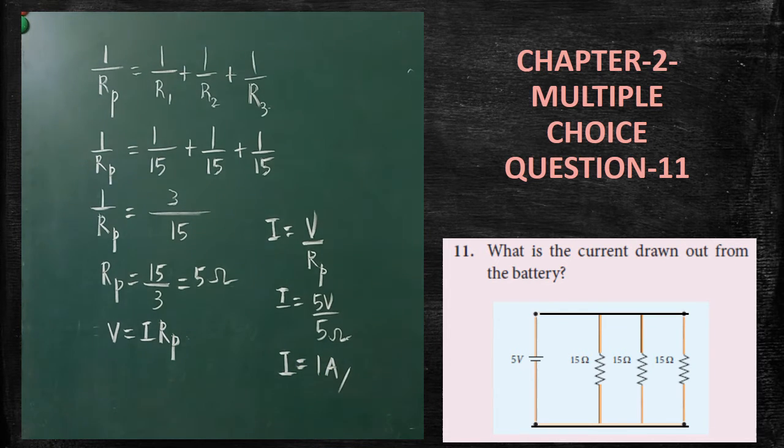Understood? As per the textbook options, we have to check which option is correct. As per the textbook, option A is the correct one. For the 11th problem, option A is the correct one. Are you clear? So A is the correct option.